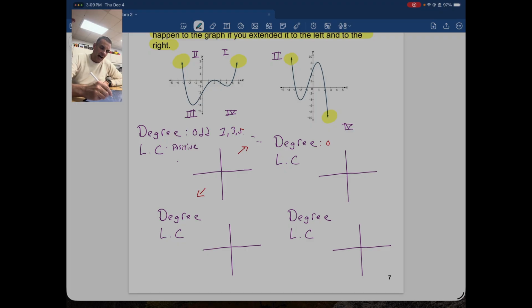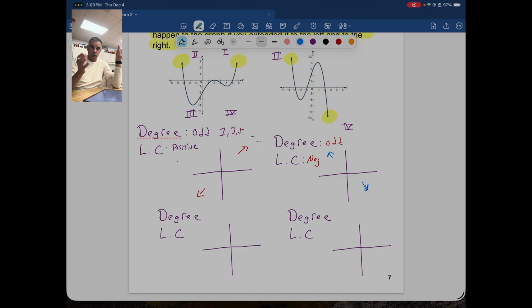If the degree is odd, so the same things, 1, 3, 5, 7, but the leading coefficient is negative, then it's going to be in quadrants 2 and 4. So odd and negative are quadrants 2 and 4. Kind of think about that downward slope of a linear. It goes downhill. It's going to start in quadrant 2 and end in quadrant 4, upper left to lower right. So we've got odd and positive, and we've got odd and negative.